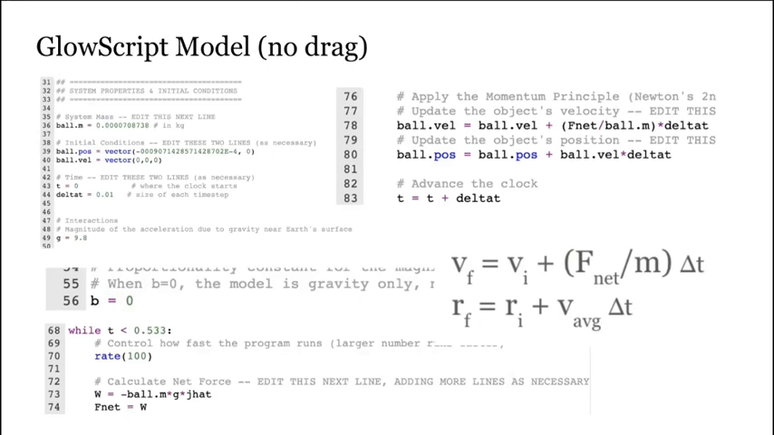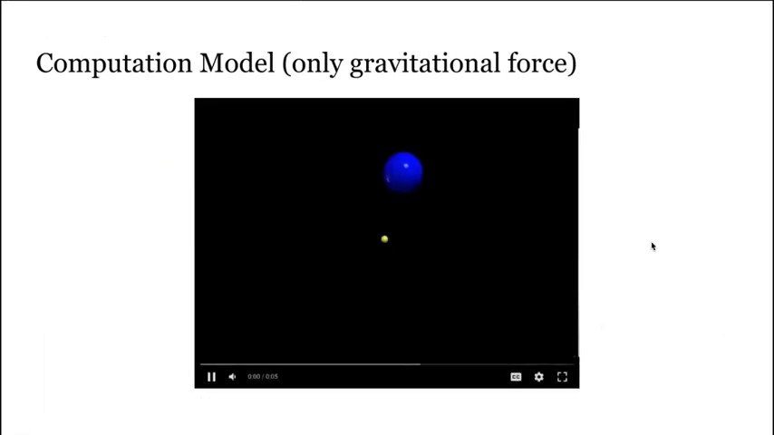So for the first model, we do not take into account drag, only gravitational force. I first updated the ball's initial position and velocity using the values from the previous slide. I also changed ball.vel and ball.pos in the while loop to reflect the update position and update velocity formulas shown here. And also, Fnet is equal to W here, which is equal to the mass times the gravitational constant from the formula I showed previously. And this is the model that we see.